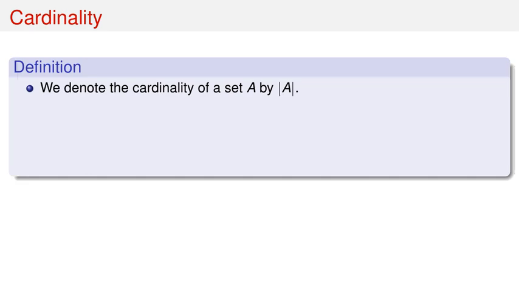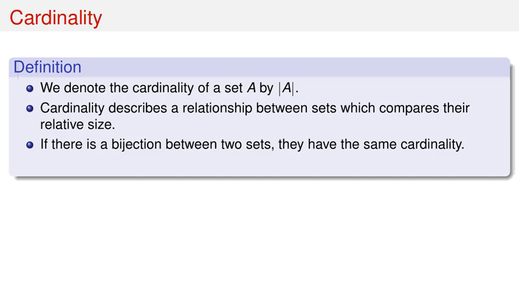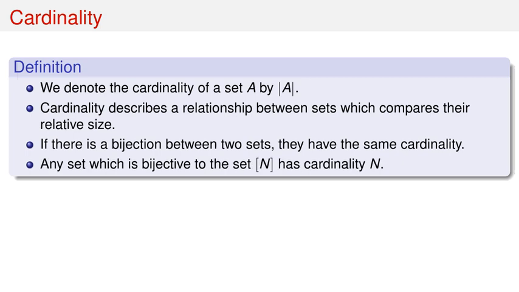Next, we'll talk about cardinality. We denote the cardinality of a set A by |A|. Cardinality describes the relationship between sets that allows us to compare their relative sizes. If there exists a bijection between two sets, then they are said to have the same cardinality. Any set that is bijective to the set of the first n positive integers is said to have cardinality n.